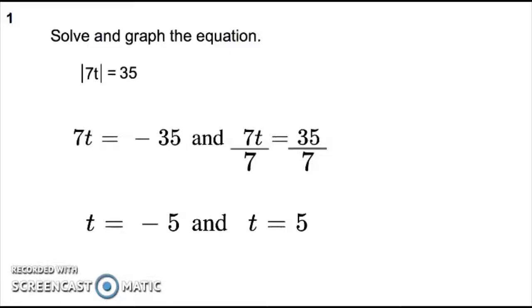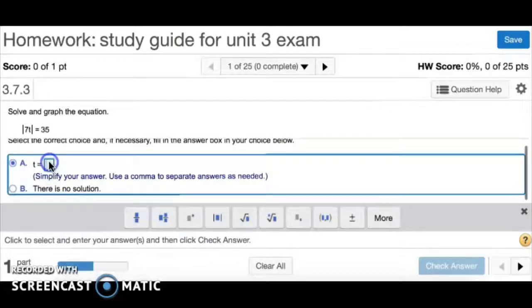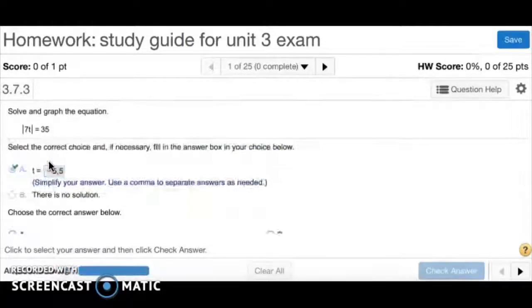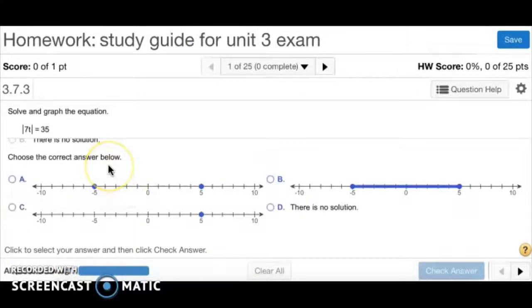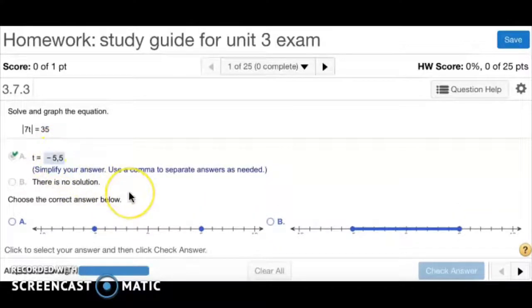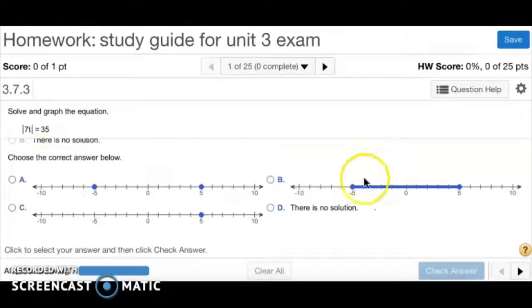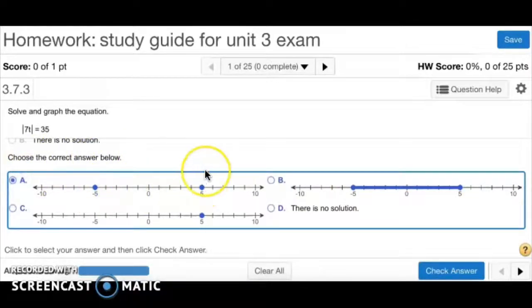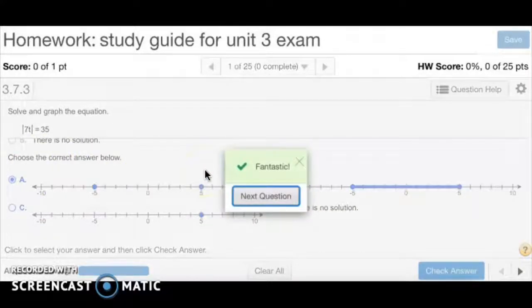So let's graph them. First, type in negative 5 and 5, separated with a comma. Now our graph is simply going to be two closed-in circles because we have two answers, and the answers are just them. It's not the points between them. So just negative 5 and 5. So A will be your graph for this one. And that's the answer for number 1.